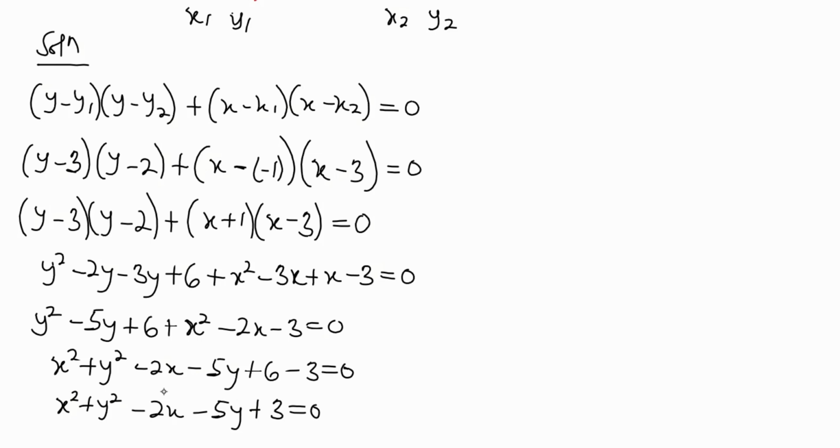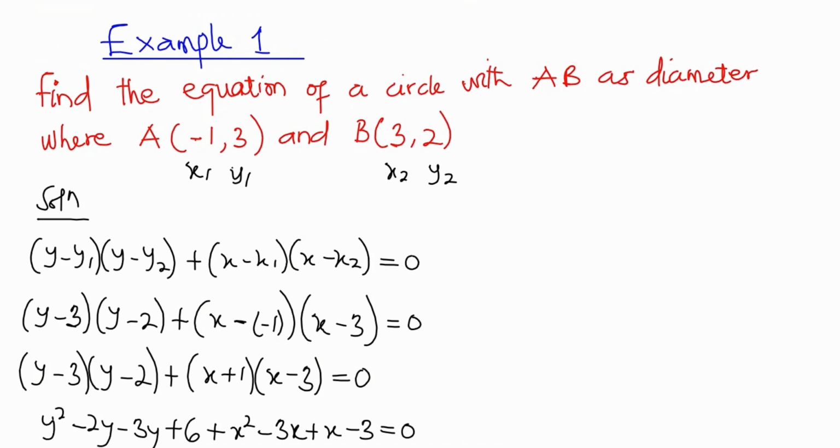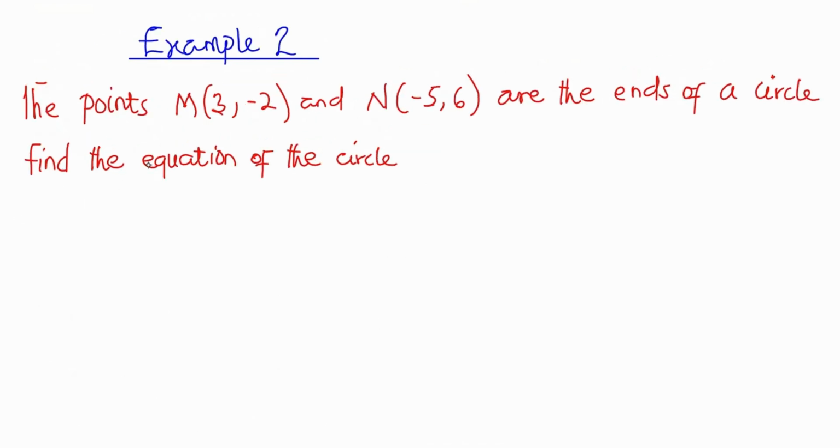Now let's try example 2 of today's video, and that's going to be the last example. So we have example 2 here, and it says that the points M (3, -2) and N (-5, 6) are the ends of a circle. Find the equation of the circle.